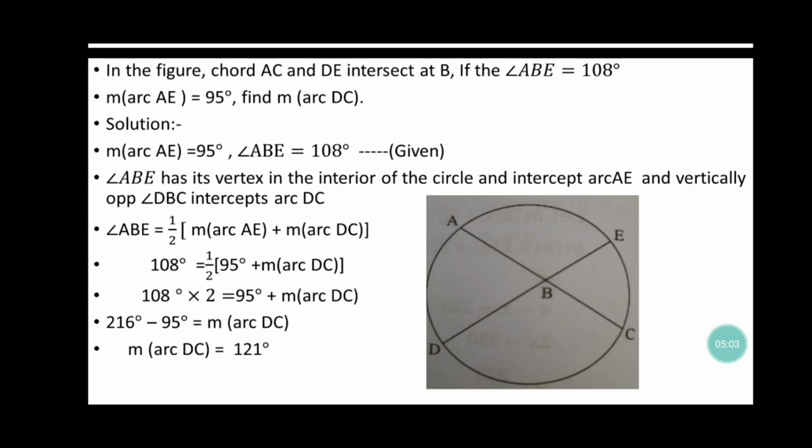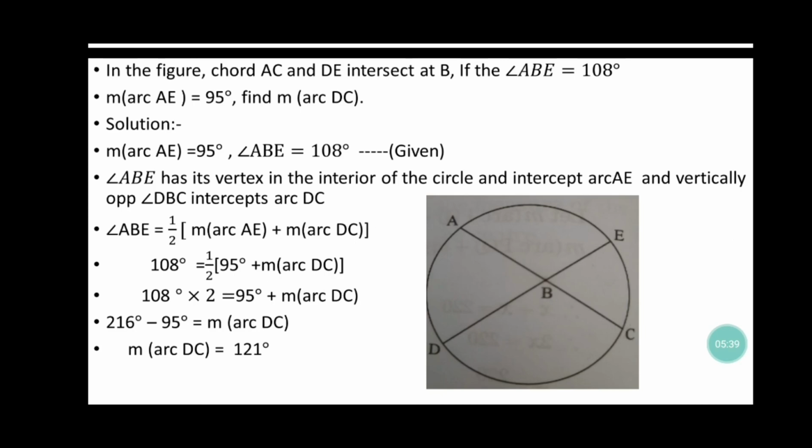Now here the vertex of angle ABE lies in the interior of the circle and intercepts arc AE, and the vertically opposite angle DBC intercepts arc DC. Okay, so angle ABE will be equal to half of the measure of arc AE plus measure of arc DC. So measure of angle ABE is given to us as 108. So 108 is equal to half in bracket 95 plus measure of arc DC.